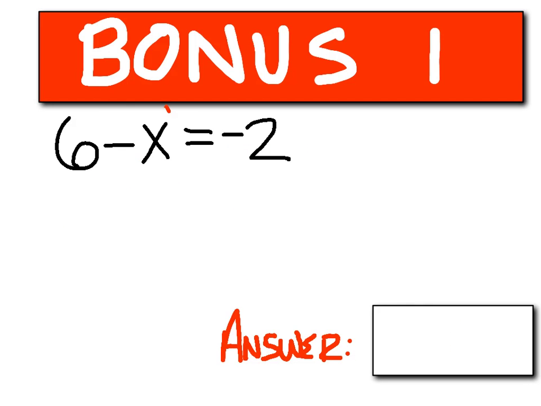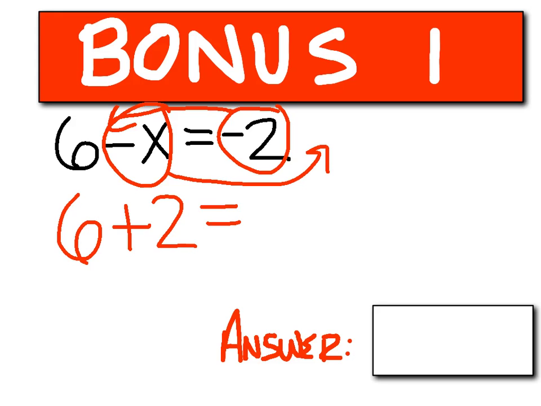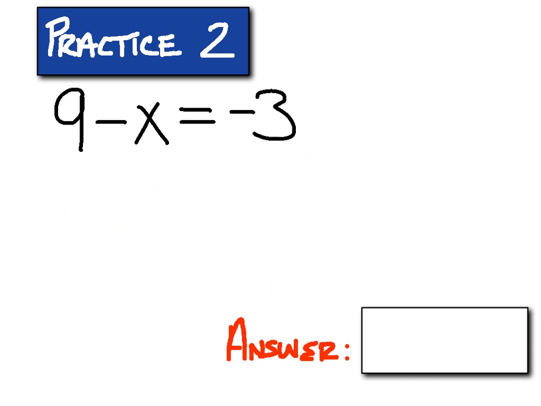Okay, for the bonus, we have our -x on this side. We want to make that positive, so we bring it to this side. And we've got a -2 that we want to bring to the left side. So that'll have a 6, and our -2 changes to positive when we bring it to the left. Is equal to x, so 6 plus 2 is 8. So our answer for x is 8.